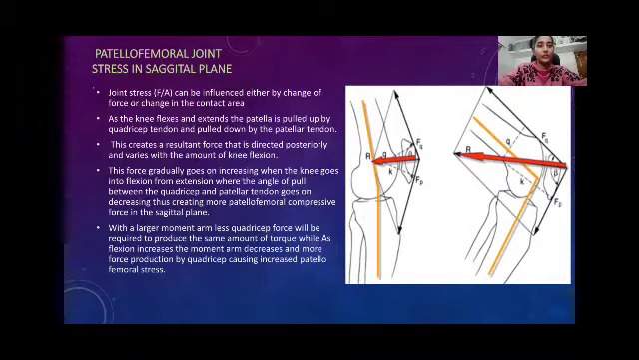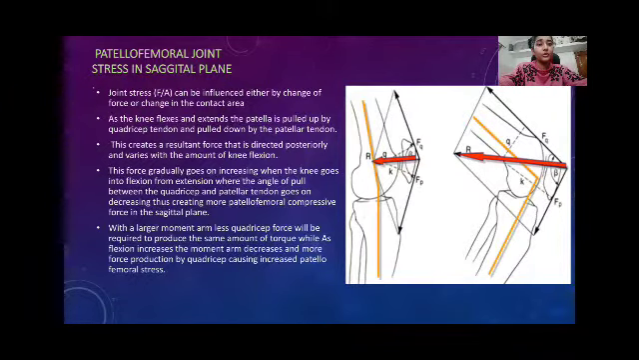Now, the patellofemoral joint stress in the sagittal plane. The joint stress can be influenced either by a change of force or a change in the contact area, because stress is force per unit area. As the knee flexes and extends, the patella is pulled up by the quadriceps and pulled down by the patellar tendon. This creates a resultant force that is directed posteriorly and varies with the amount of knee flexion.